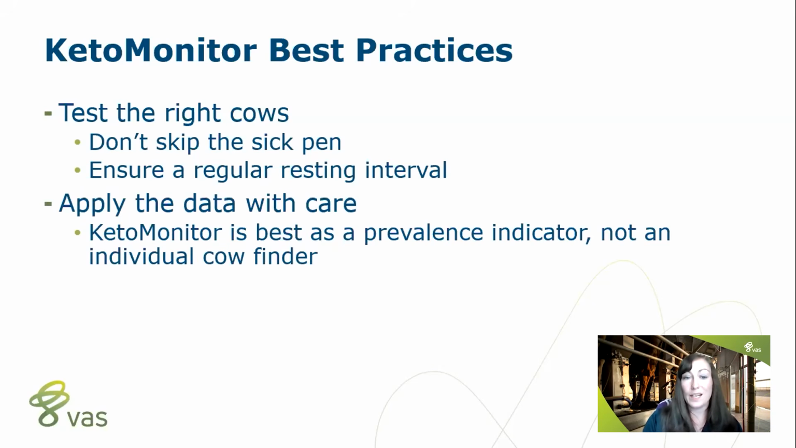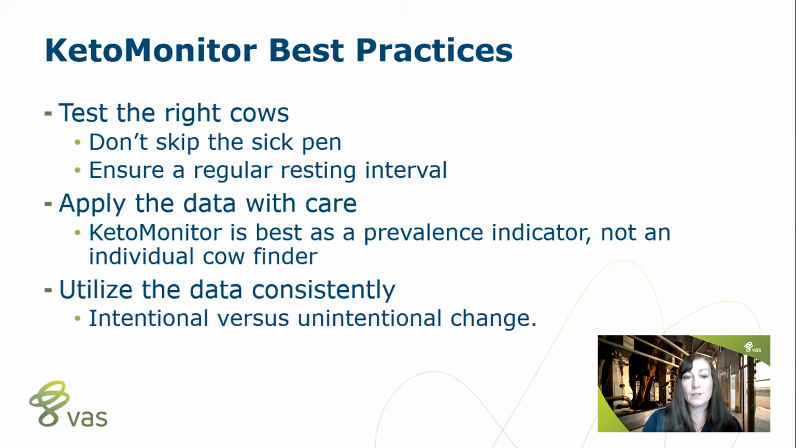We want to apply the data with care. KetoMonitor is best as a prevalence indicator, not an individual cow finder. We want to use this to measure the impact of changes that we make on the farm. But we can look at those individual cows and go back, blood test those cows, make interventions on those cows if needed, because we do have a reason to look at those cows. But again, KetoMonitor is meant to be a whole herd picture.